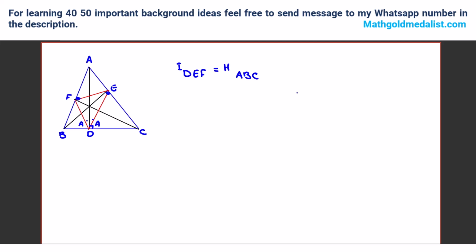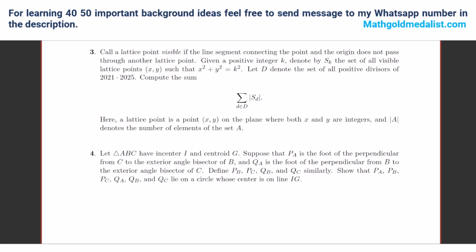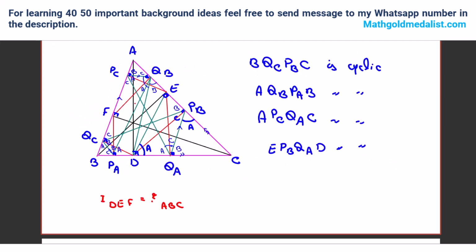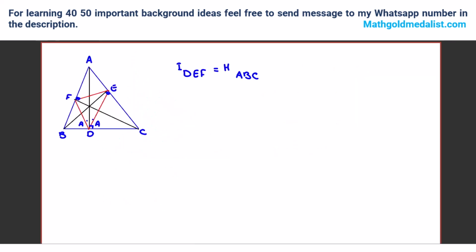Okay, so we should prove that the circumcenter of this hexagon, H of ABC, and the centroid of DEF are collinear, right? But before that, let me tell you a lemma.